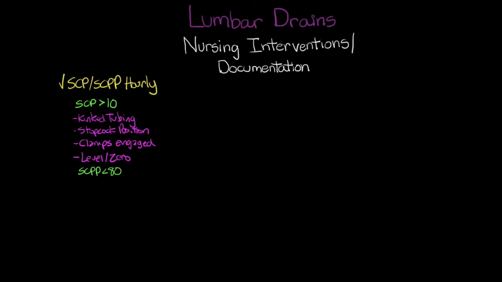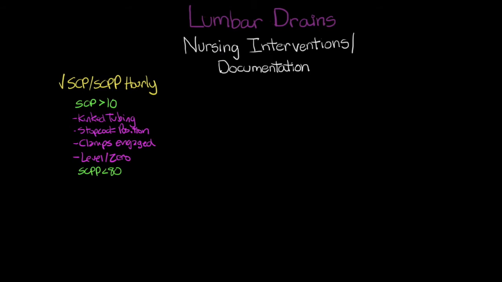But for either of these readings, if either your spinal cord pressure is greater than 10 or your spinal cord perfusion pressure is less than 80 for more than 5 minutes, then you're going to need to contact the physician. And we want to be looking at CT surgery, vascular, as well as anesthesia.